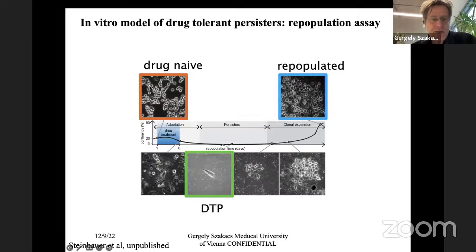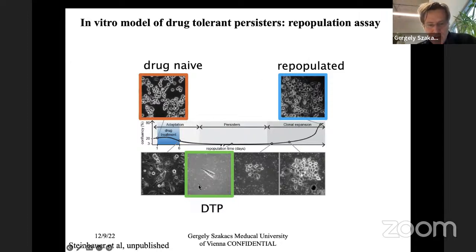So we take cells, here MCF7 cells in a flask, and we treat them with very high concentrations of drugs, here doxorubicin, for a few days. As a result, most of the cells die, but some survive. If we look at the flask very carefully, we can see single cells that show a very weird, bizarre phenotype that survive. And after sometimes 1 or 2 months, these single cells start to proliferate again, and we have again a new cell line that we call repopulated cells.